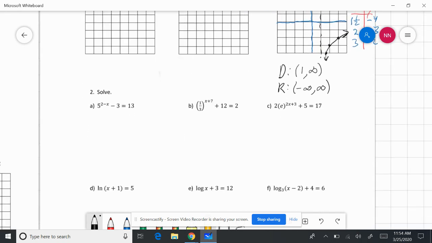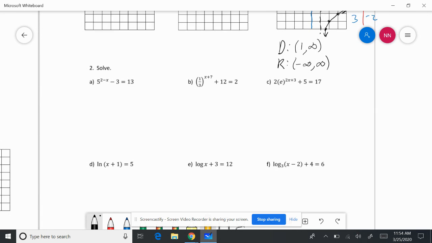Now looking at the solving, I'm going to do 2 of these. One where we have values for the base, either 5, 1/3, or e. So I'm going to pick letter A. The other one where we have natural log, log, and log base 3. I'm going to do the natural log. So I'm going to go over A and D.